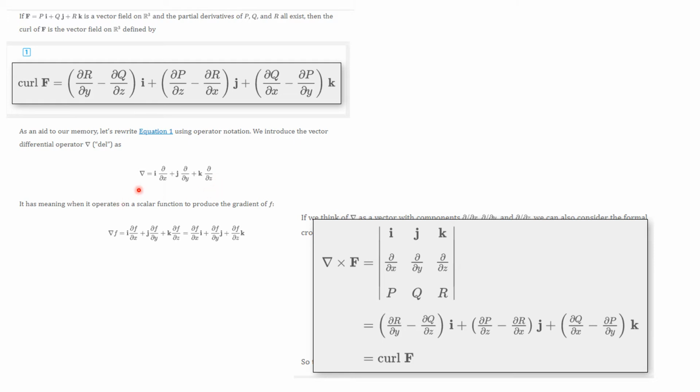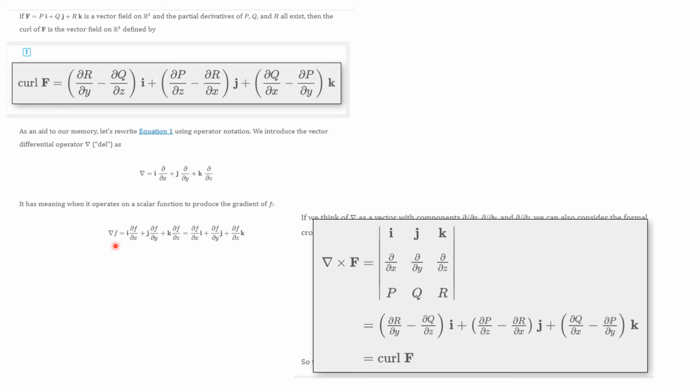Now you might think, oh, this is the gradient, but it's not, because the gradient is a vector that has components. First of all, that does operate on a function, but this has components. But you see here we're adding these components together, not just taking the partial derivatives. So this is something new, and this Greek letter is called del. And it has meaning when it operates on a scalar function.